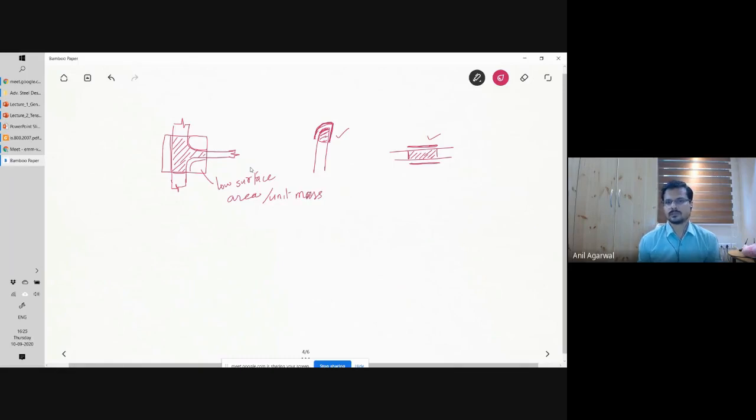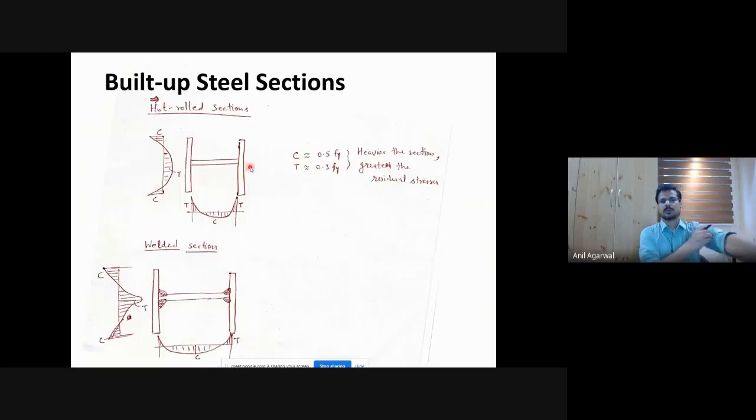Whereas these will have high surface area per unit mass. So these portions cool down quickly, and this portion does not cool down quickly enough because there is more mass sitting there. So these areas don't cool down fast enough, and these portions cool down fast. When this cooling is happening, the steel is also solidifying.